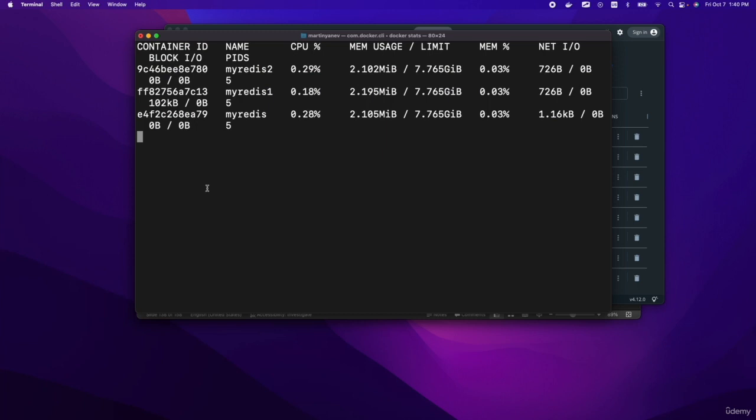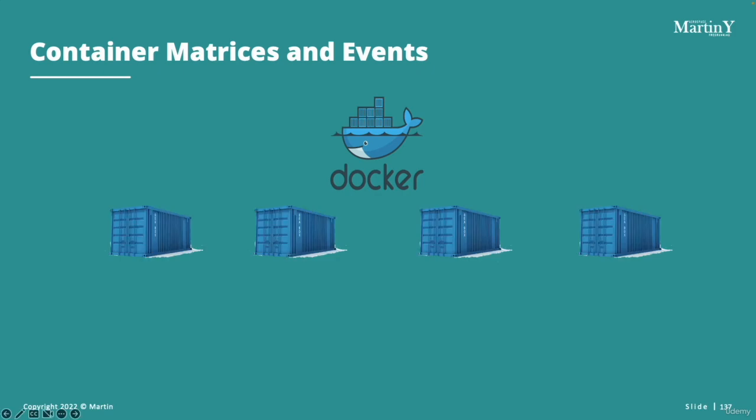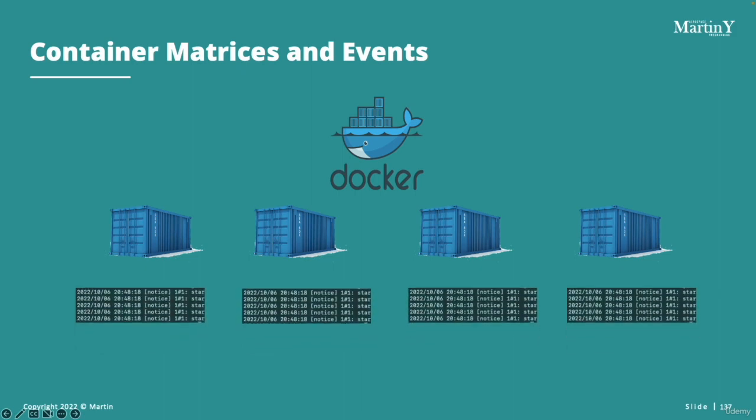So if you want to quickly monitor your containers and see how many resources they're using because you suspect some memory leak, then you can definitely use docker stats for that. Another metric that we're going to look at are the events in Docker containers. Every process in every container normally generates a flow of events in the container lifecycle.